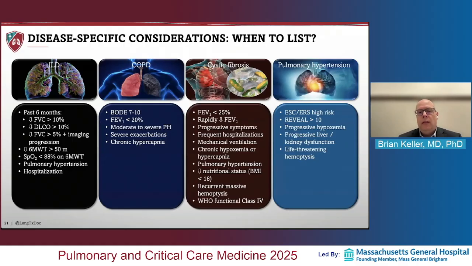So once a patient is evaluated and approved for transplant, the next decision is when to list the patient for transplant. And we're really looking at disease progression over the previous 6 months. What I've shown you here for each of the top 4 indications for transplant, what you'll see across all of them is that the development or presence of pulmonary hypertension is an indication to move forward with transplant. The other things include progression of disease over the previous 6 months, the need for non-invasive ventilation, and life-threatening complications.